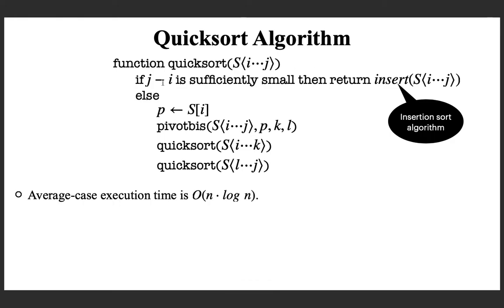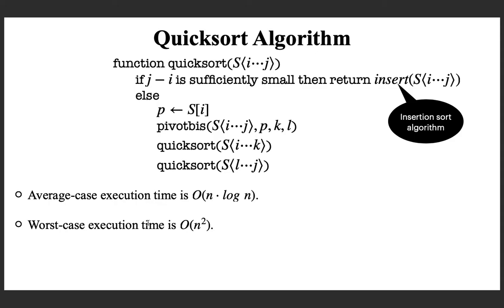Otherwise, if it is large, what you do is you select the pivot as the first element of the given sequence. Then this is what we did. We apply the pivoting, getting i, k and l, and then you call quicksort on the red sequence, that is from i to k, and on the green sequence, that is from l to j. That's what you are doing, and we can prove that the average case complexity of the quicksort algorithm, now it is deterministic, is n log n, and the worst case is n squared.